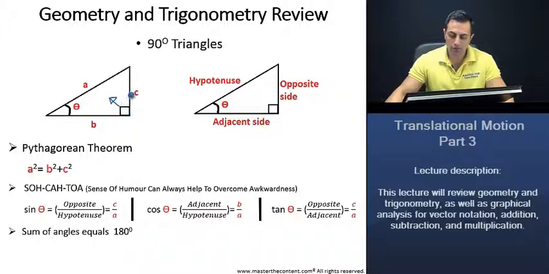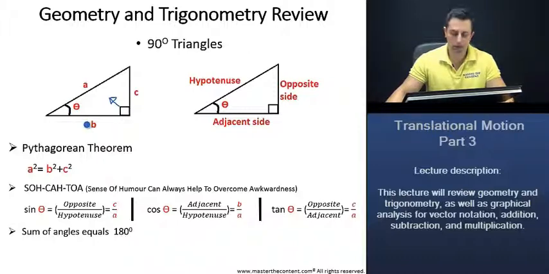Now, with 90-degree triangles, if you have two sides, say we have side C and side B, you can find the third side using what is known as the Pythagorean theorem: A squared equals B squared plus C squared, and we'll do multiple examples in the coming slides. Sometimes you may not have two sides. You may only have a side and an angle.